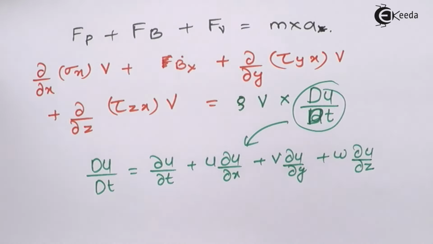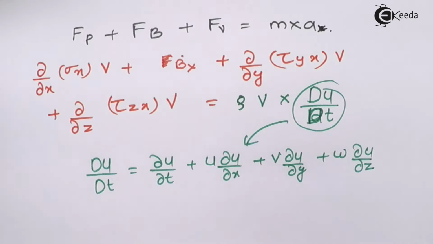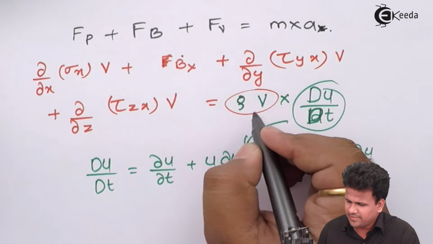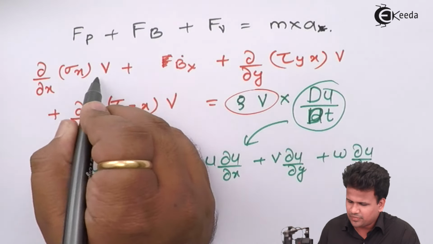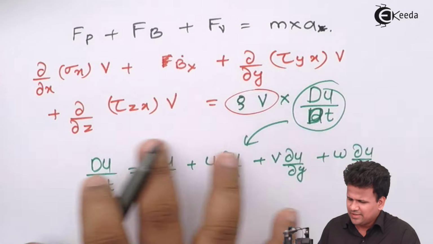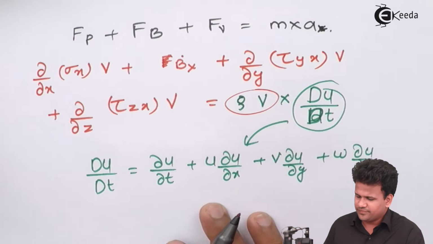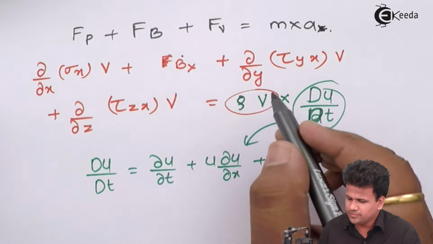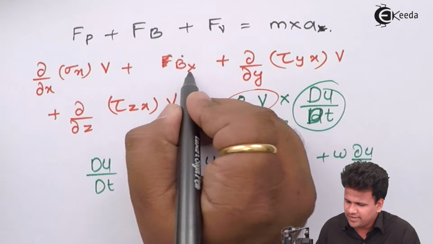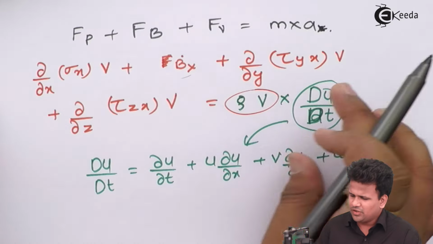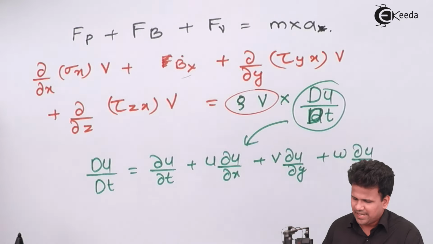Now what we are going to do is divide this entire term by mass. If you divide this by mass, this will be upon density. This is already body force per unit mass. If you divide this not by mass but by volume, the volume will go away here. We will not expand this part, we'll just keep it as it is.